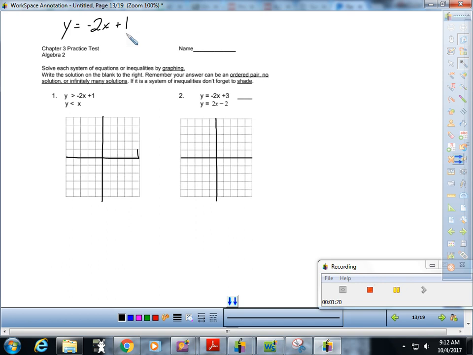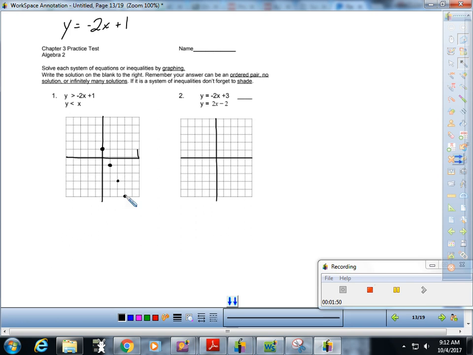What is the slope of this equation? It is negative 2. And what is the y-intercept? It is 1. So we start at 1, then we go over 1 and down 2. That's because the slope is negative 2. Over 1, down 2, over 1, down 2. Now we can see the line forming.